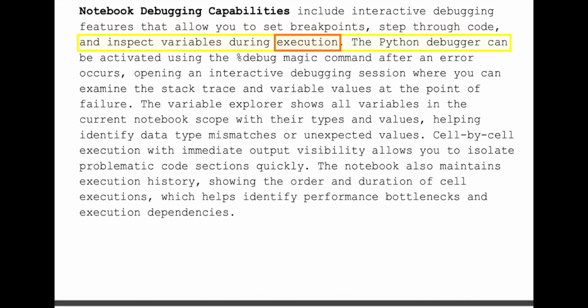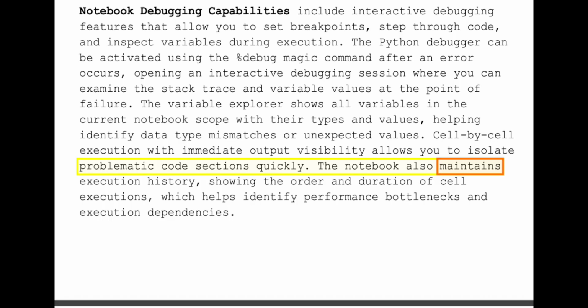variables during execution. The Python debugger can be activated using the %debug magic command after an error occurs, opening an interactive debugging session where you can examine the stack trace and variable values at the point of failure. The Variable Explorer shows all variables in the current notebook scope with their types and values, helping identify data type mismatches or unexpected values. Cell-by-cell execution with immediate output visibility allows you to isolate problematic code sections quickly.